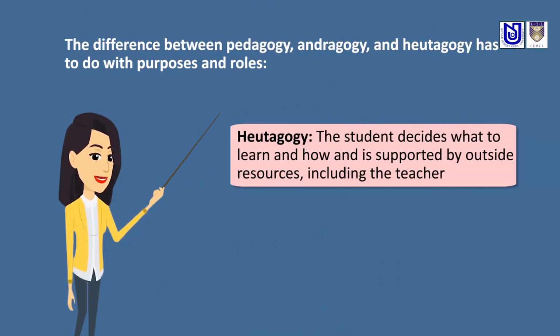Here the student or the learner decides. Look, there is no enforcement, no imposition, but the learner or the student is deciding what to learn and how, and is supported by outside resources, including the teacher. So the learner needs extensive support. Sometimes not so extensive, they need some support. This support may be resources, infrastructure, teachers, counselors. So Heutagogy is something which is very much interdependent.